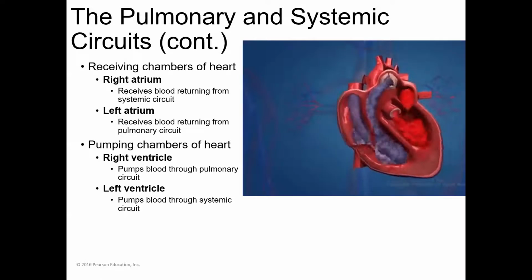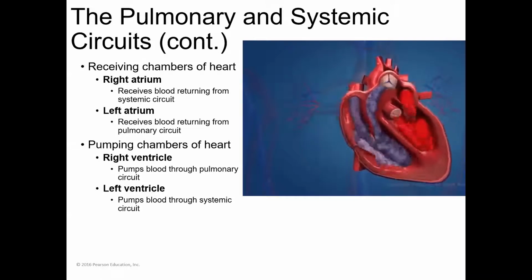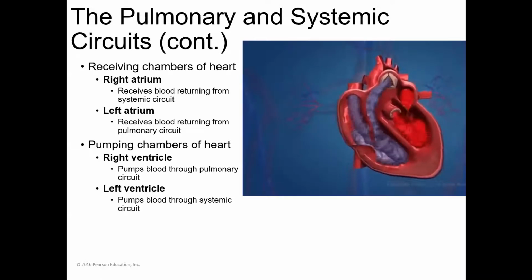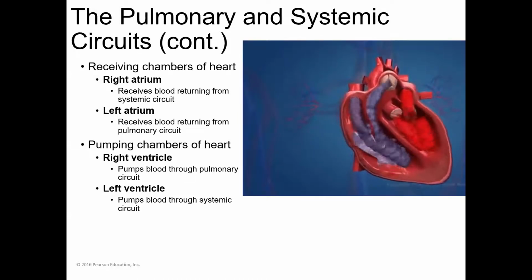The right atria receives blood returning from the systemic circuit. Everything that has gone out and has come back around is received on the right atria. The left atria receives blood coming directly from the lungs prior to going out on the systemic circuit.